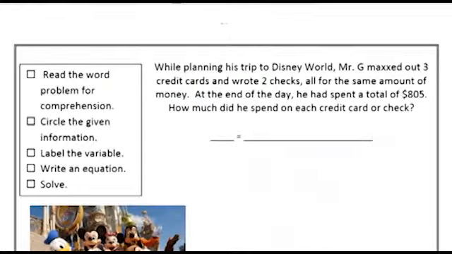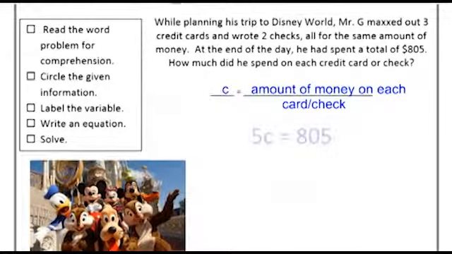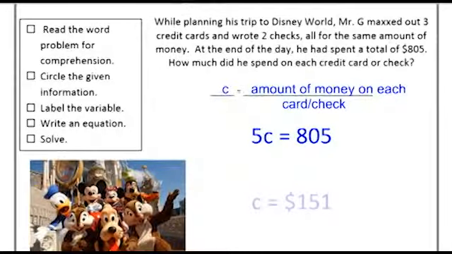On this problem, we're looking at the amount of money on each card or check. Tell the story. There were 3 credit cards, 2 checks, equal amounts. To me, that gets bigger in equal groups. So I had 5 sets of an unknown amount. 5 sets of C equals a total of $805. I'm multiplying my variable, so I divide both sides by 5. I'd end up with $161 on each card or check.